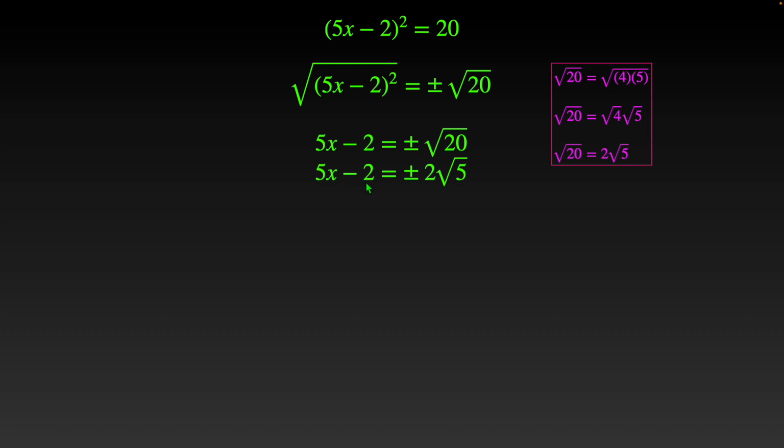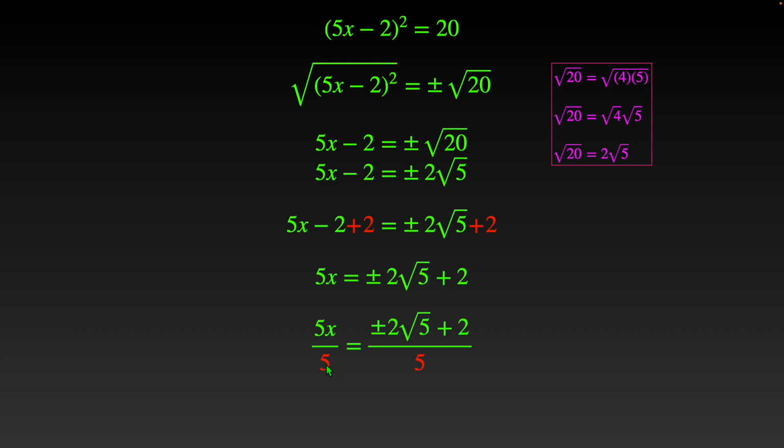Now to solve for x, we're going to add 2 to both sides. Now the negative 2 and the positive 2 on the left-hand side will cancel out. So we have 5x on the left-hand side, and on the right-hand side we have plus or minus 2 radical 5 plus 2. Now in order to solve for x, we must divide by 5 on both sides. The 5 in the numerator and the 5 in the denominator will cancel out, and we just get x on the left-hand side. On the right-hand side, we get plus or minus 2 radical 5 plus 2 all over 5.